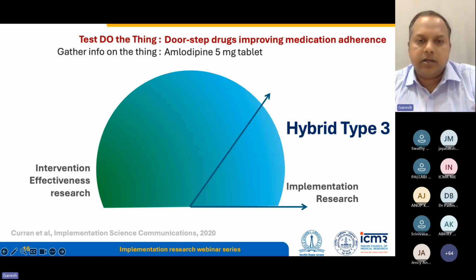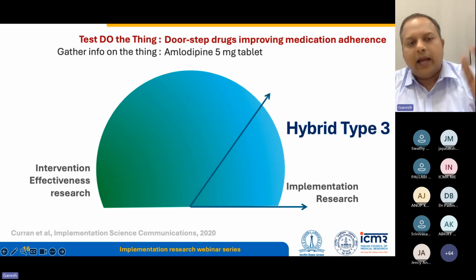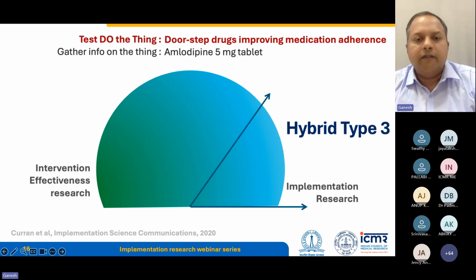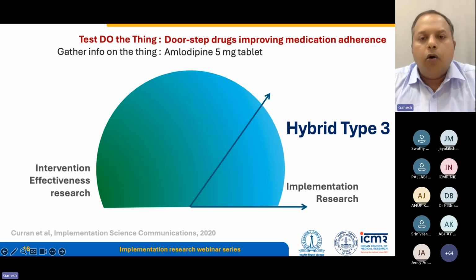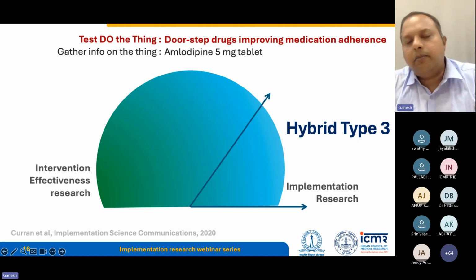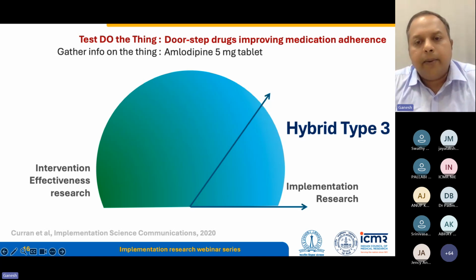to improve the implementation outcome. However, we will also gather information on the thing, which is the proportion of patients who are controlled by amlodipine 5 milligram versus amlodipine 5 milligram plus telmisartan 40 milligram. One drug versus two drugs. This could happen even within the implementation research setting, as a secondary outcome.